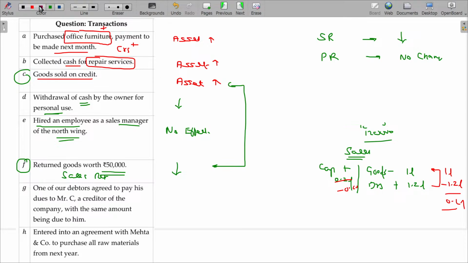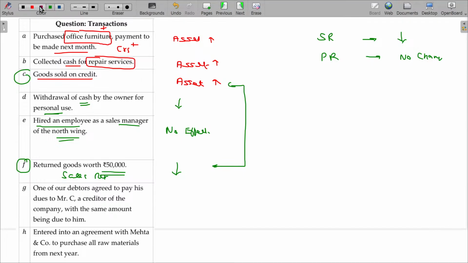Now, case G. One of our debtors agreed to pay his dues to Mr. C, a creditor of the company, with the same amount being due to him. Come on, tell me. In our accounting equation, on the liability side, there are creditors, amount payable being 100. In our assets, debtors, there is an amount of rupees 100.